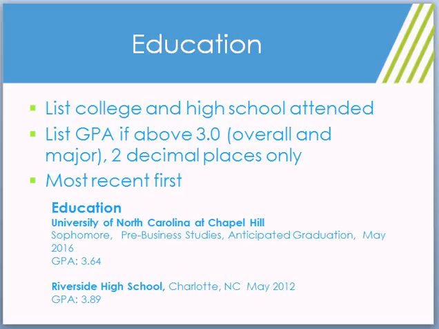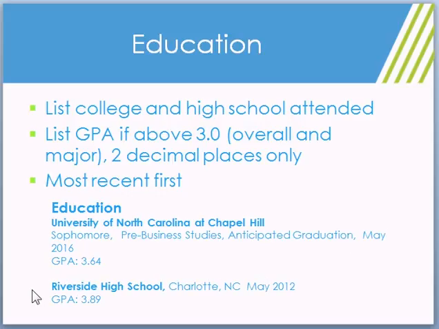Given that this is a resume, you always want to list things in reverse chronological order. So you can list your college and your high school attended. You're at UNC right now, so UNC should be the first set of information that you're including. And it would be University of North Carolina at Chapel Hill, your year of school, so it's either sophomore or junior, pre-business studies, and then your graduation date, May 2016. And that should all be on one line.